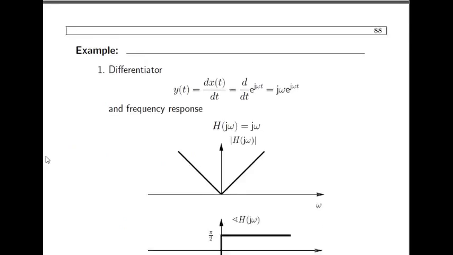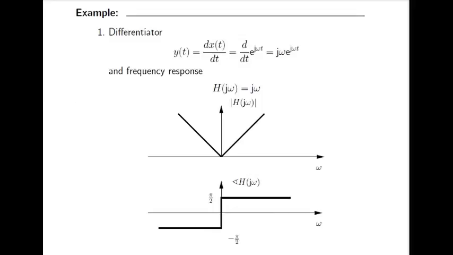This is a differentiator circuit or system where y of t will be dx of t over dt. If I consider x of t as e to the power j omega naught t, then y of t will be j omega e to the power j omega t. So the frequency response related with this differentiator circuit, where x of t is e to the power j omega t, will be H of j omega equals j omega. If I plot its magnitude spectra and phase spectra, the magnitude spectra will be mod omega.